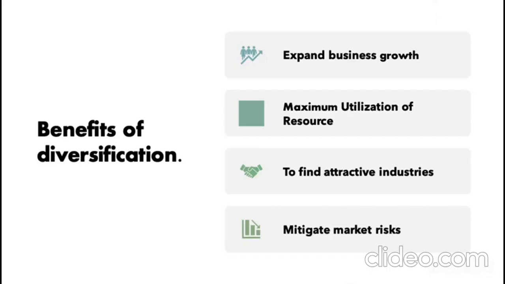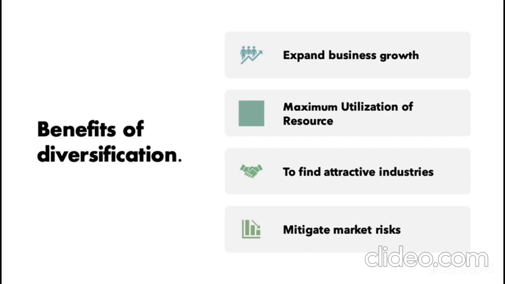Benefits of diversification. Expand business growth. This is one of the main reasons that they seek a bigger growth rate, represented in productivity, sales, or revenue. These factors act as performance measurements.